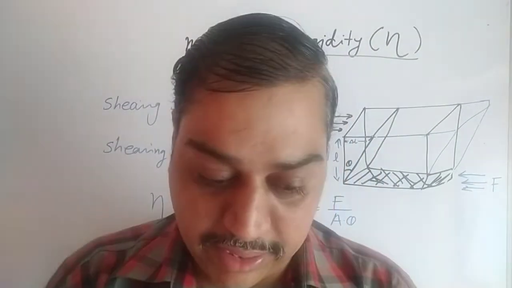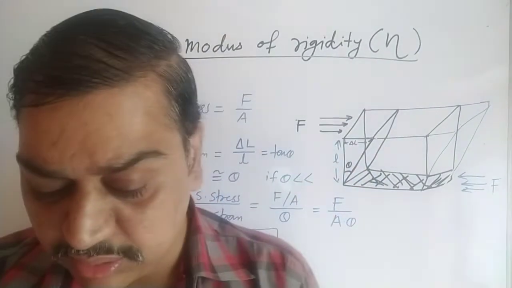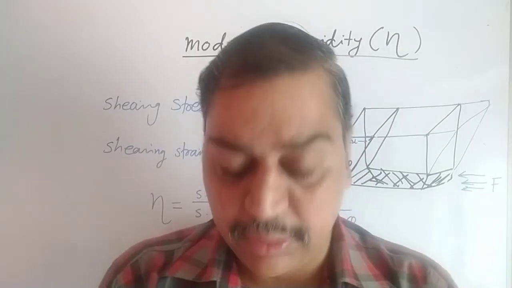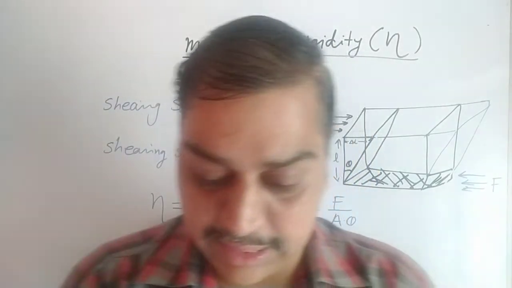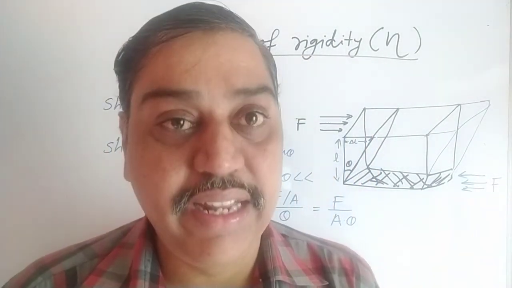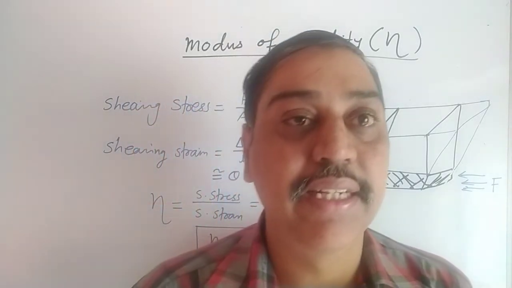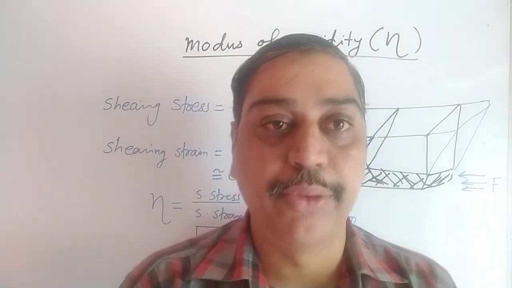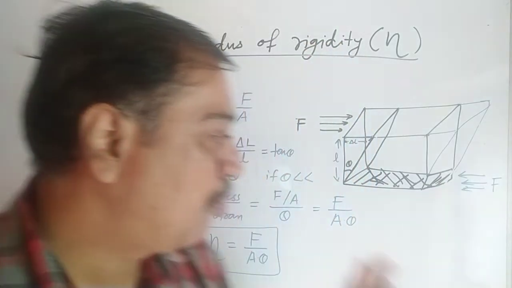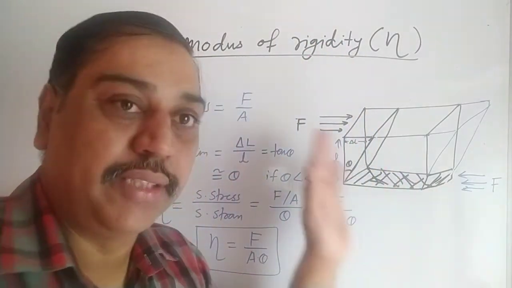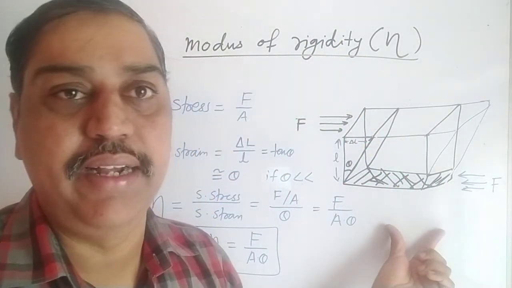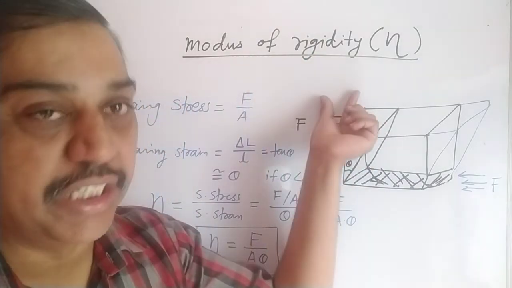Now see, again they have taken a table here. Some materials are given, and below that they have written in bold letters that rigidity modulus indicates the resistance offered by the solid to change in its shape. Resistance means opposition to change in shape. How much this body opposes the change in shape will decide the modulus of rigidity.